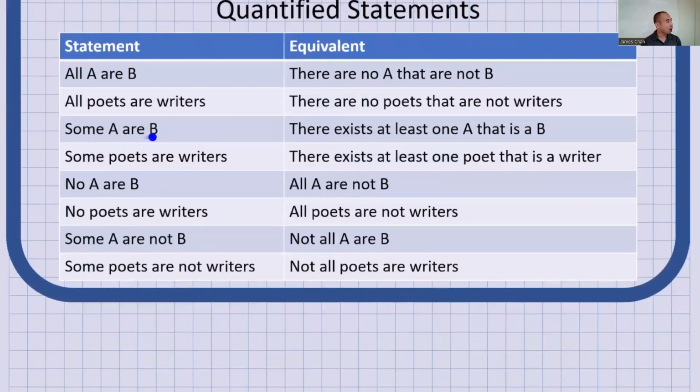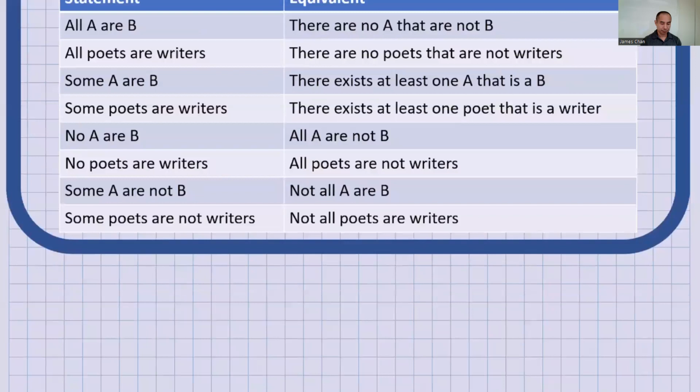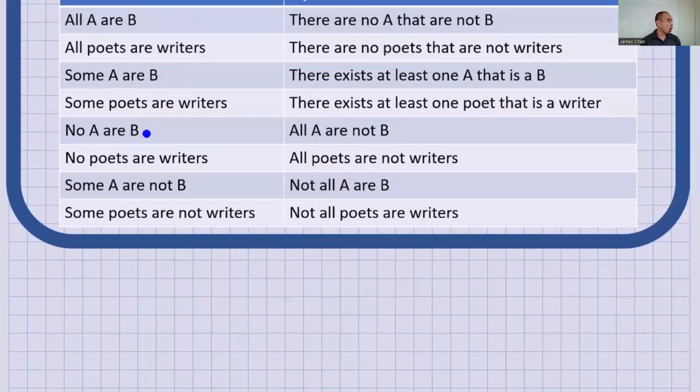Some A are B. Some poets are writers. Equivalent to that, there exists at least one A that is B. There exists at least one poet that is a writer. No A are B. So no poets are writers. Well, it's the same as saying all A are not B. All poets are not writers.